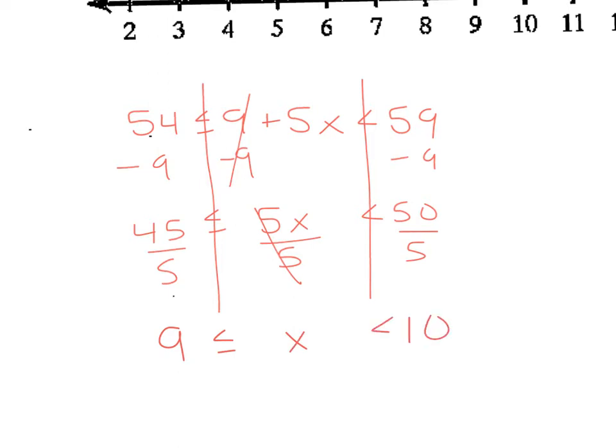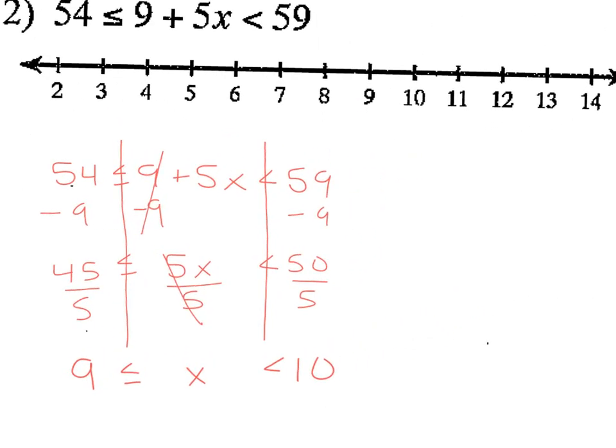Okay, so again, do I have my small number? Yep. Going to my big number? Yep. Do I have less thans? I sure do. So my answer is between 9 and 10. Okay, so up here, between 9 and 10, I'm going to have a closed circle on 9. I'm going to have an open circle on 10, and everything in the middle. Okay? All right, let's try the next one.